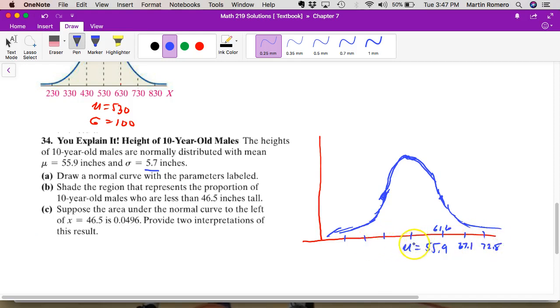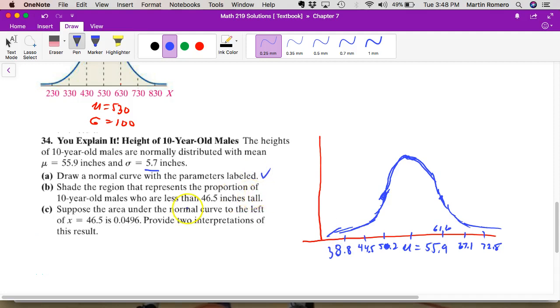Coming back the other way, subtract 5.7, so this is 50.2 right there. Subtract another 5.7, and so 50.2 minus 5.7 would take us down to 44.5. And then take it down another one. This would be 38.8. And so there's our drawing with the labels.